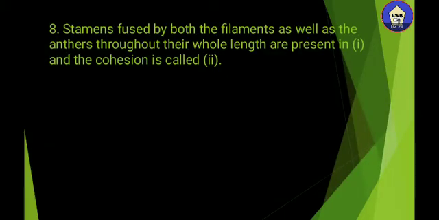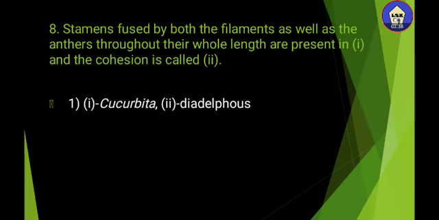Now question number 8. Stamens fused by both the filaments as well as the anthers throughout their whole length are present in 1, and the condition is called 2. So we should fill in the blanks. Option 1, cucurbita diadelphous. So this is definitely wrong. Diadelphous means the filaments are fused in 2 bundles, and that is not found in the cucurbita. So definitely 1 is wrong.